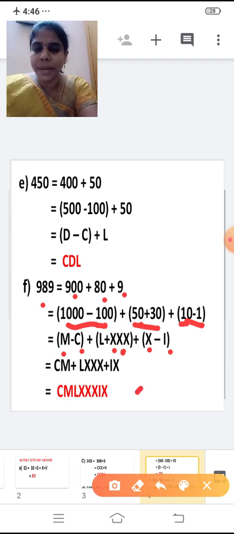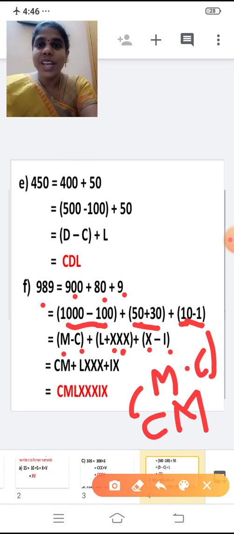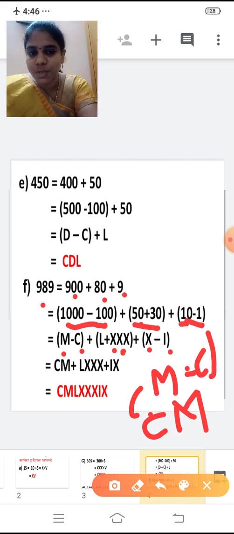What is the value of M minus C? CM, right? So this is the value for 900. If the smaller symbol is placed before the larger one, you are going to subtract. So I am writing the smaller one in front, C in front and M after. CM. CM minus C is, you can write as CM plus, add that LXXX.